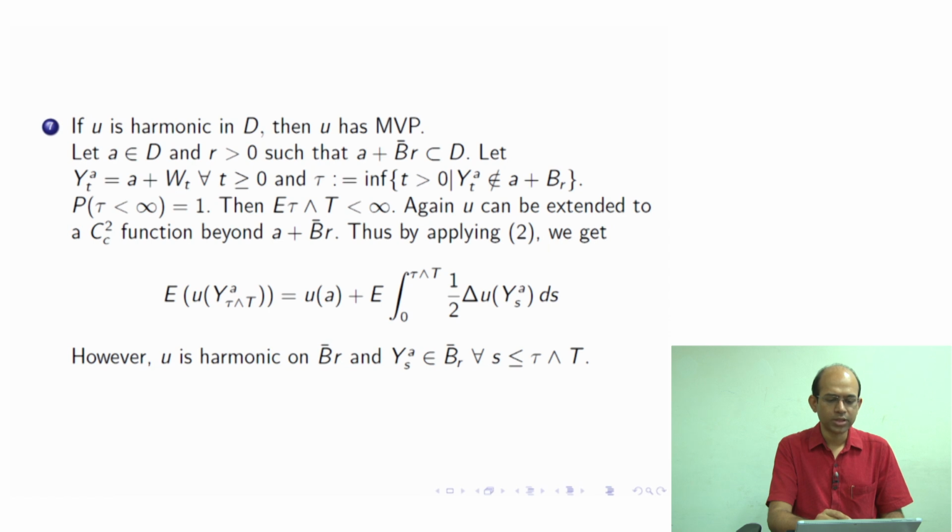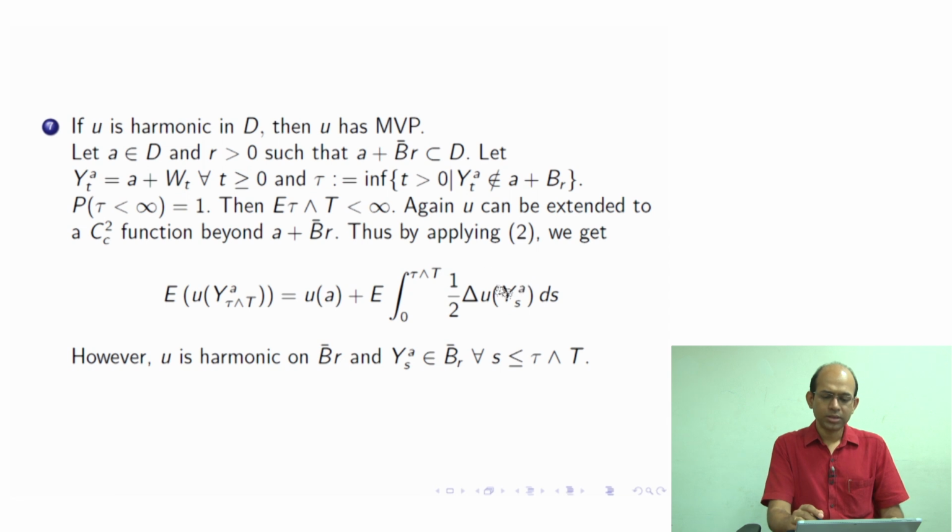So we get the expectation of u of this process is equal to u of A plus the expectation of the second derivative term. The first derivative term does not appear because it is taken as a dot product with the drift term u. Here u is 0, so that does not appear. So 0 to tau minimum t appears, half times the Laplacian of u of Y_s ds.